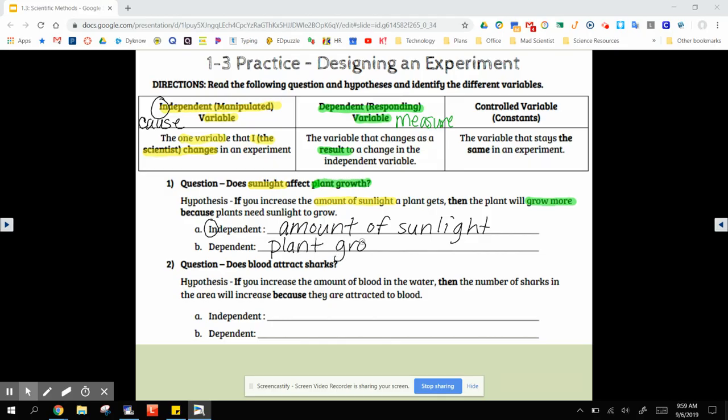It would not make sense to say it the other way around. I don't change the plant growth, and then the plant growth changes the amount of sunlight. So whatever it is that I change is the independent variable.